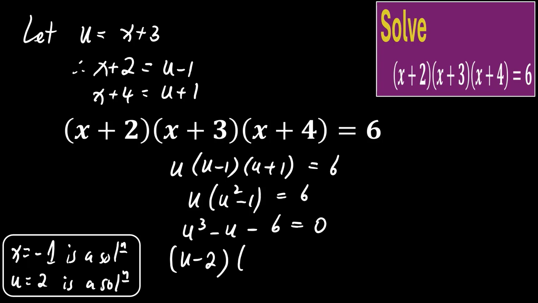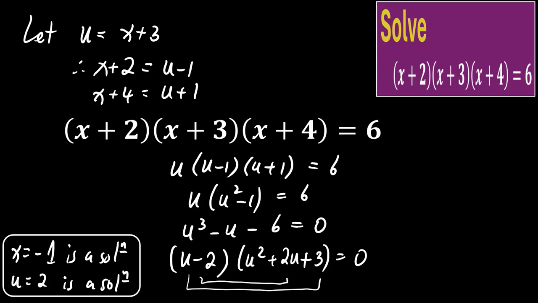Factorize it. This is u squared and this is plus 3. In order to get rid of u squared, this is -2u and that should be plus 2u. Let's just check for u, that is 3u minus 4u, that is -u, that's correct. So u equals 2 or u² + 2u + 3 equals 0.